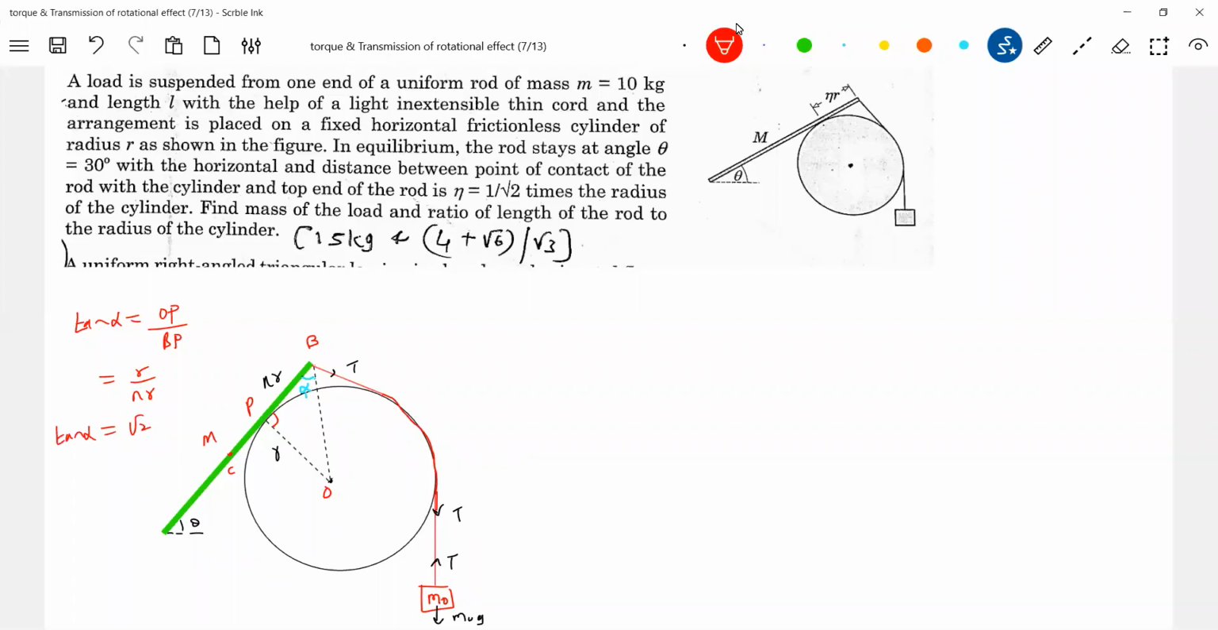So what is the state of the rod? What are the forces acting on the rod? Normal contact, which will act in this direction. The weight mg. Then a component of tension. So it is in equilibrium. Along the rod, we'll write it. But we don't know the angle made by the tension. How to get that?